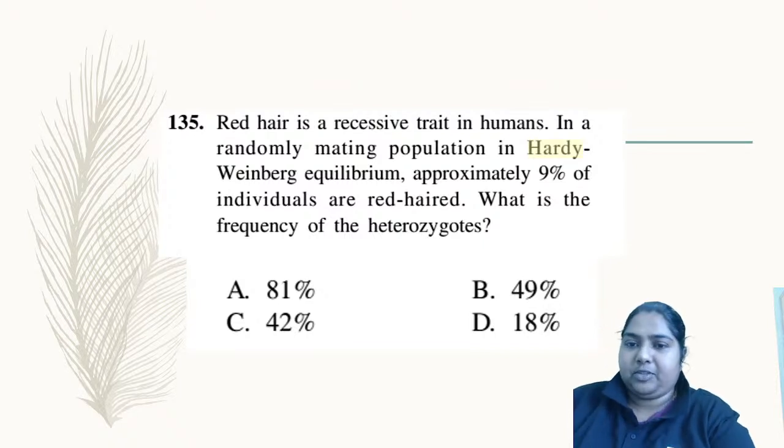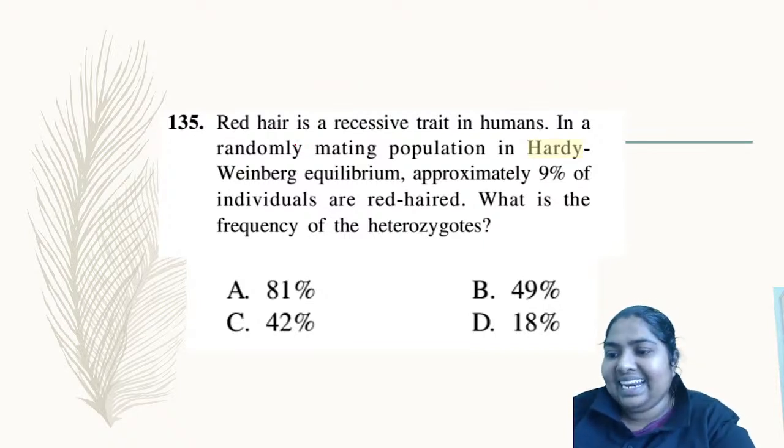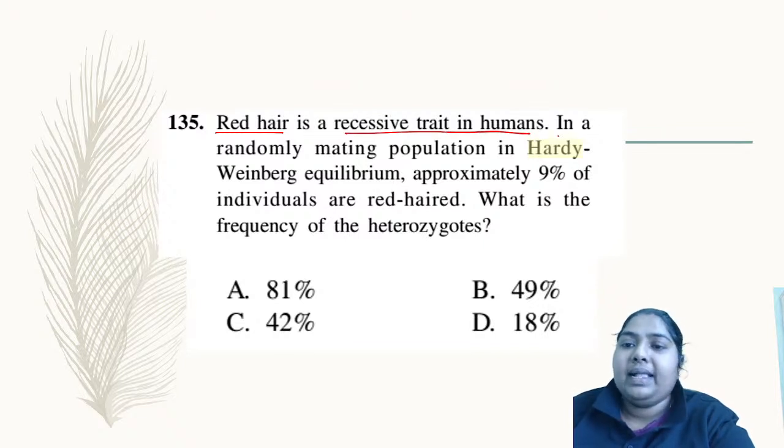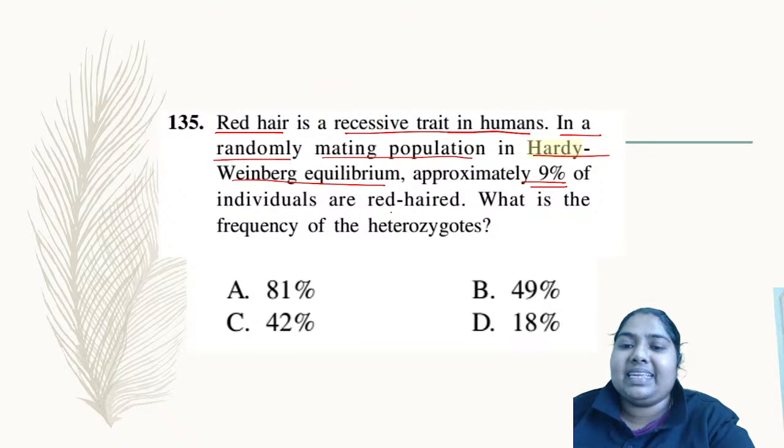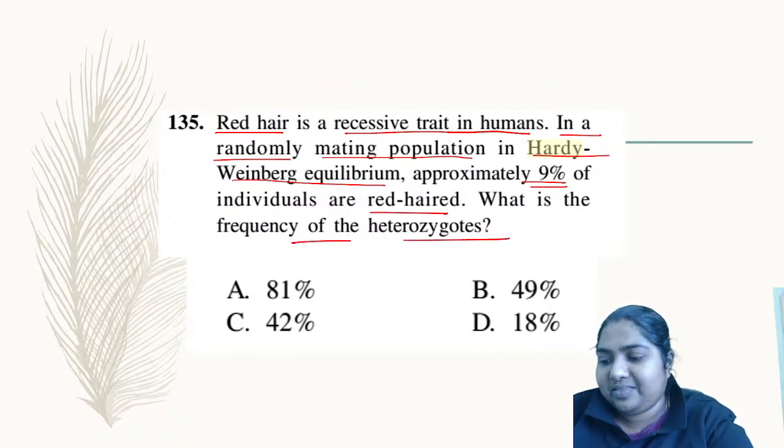Red hair. So this red hair is a recessive trait in humans. In a randomly mating population in Hardy-Weinberg equilibrium, 9% are red haired. What is the frequency of heterozygotes?